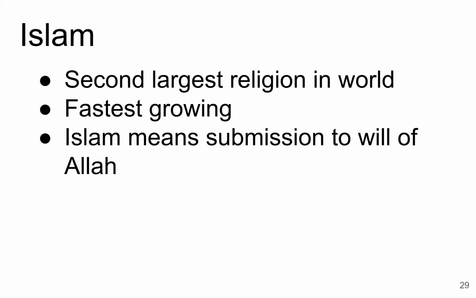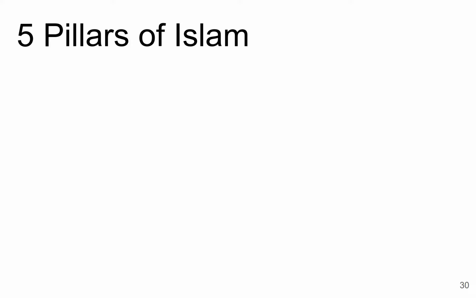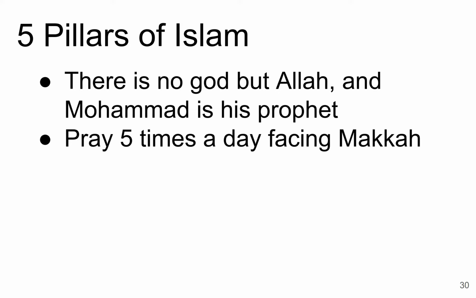Islam means submission to the will of Allah. One who submits is a Muslim. The main ideas of a religion are called their tenets. The 5 pillars of Islam: there is no God but Allah, and Muhammad is his prophet. If you're Muslim, you should pray 5 times a day facing towards Mecca. There's a Swedish compass company that makes a compass. In fact, now there's got to be an app for your phone to find the direction to pray towards Mecca.